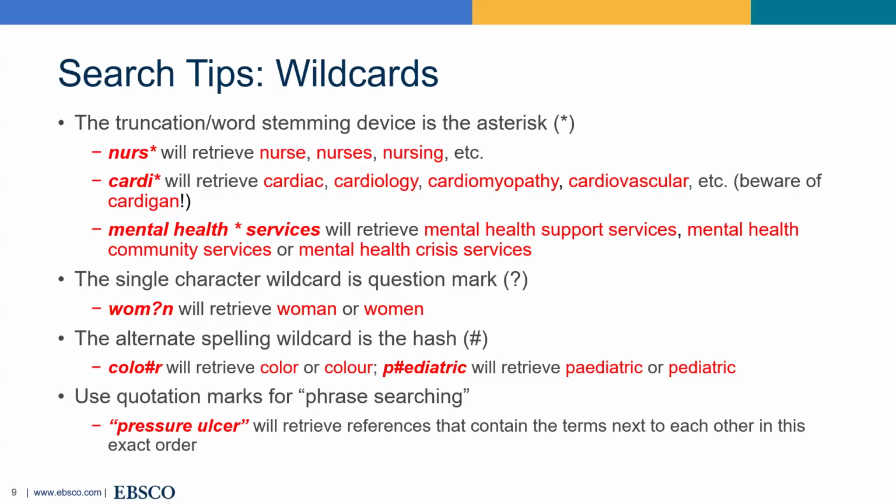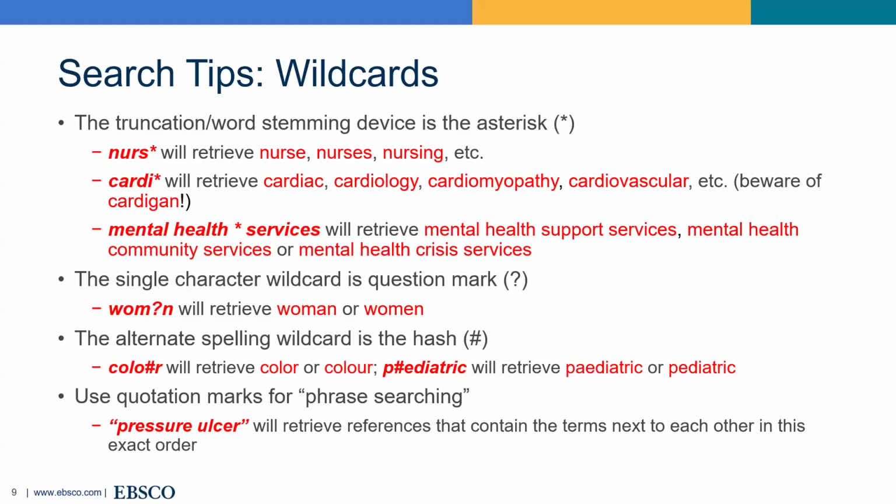Likewise, if I wanted to do a search for cardiac or cardiology or cardiomyopathy or cardiovascular, anything to do with the heart, I could enter CARDI followed by an asterisk. So again, from the search engine's point of view, it is going to look for words made up of the letters CARDI followed by other letters. But just be aware, of course, we all know how computers work and they're very literal. So if you were to enter CARDI asterisk, you would pick up all those words listed there, but you'd also pick up words like cardigan.